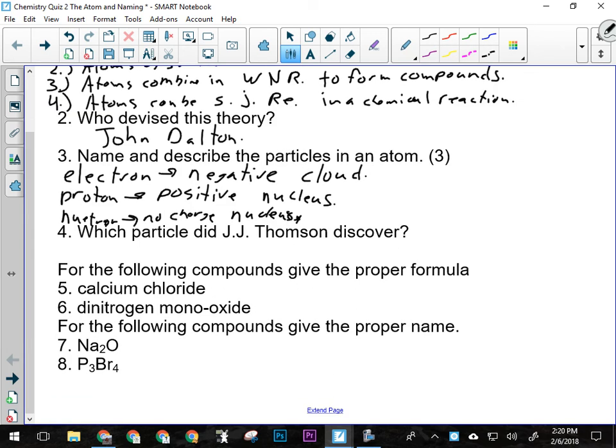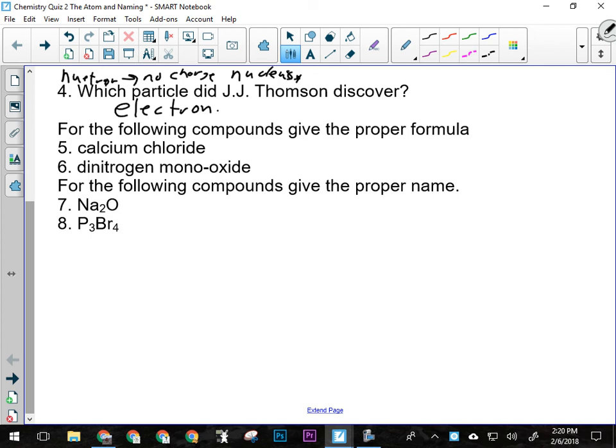Number 4, J.J. Thomson. What did he discover? The electron, because he came up with the plum pudding model. So 1 mark for electron in question number 4. Question number 5, we are looking for the formulas for these compounds. Calcium chloride, is that an ionic compound or a molecular compound? It's ionic.